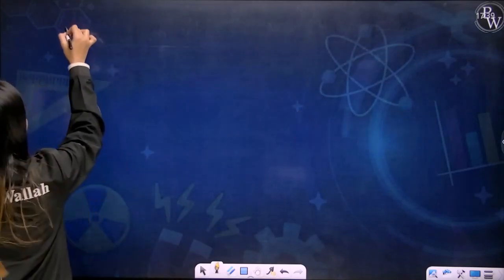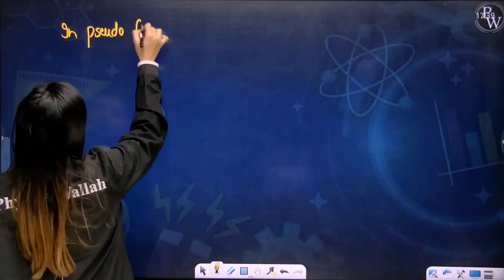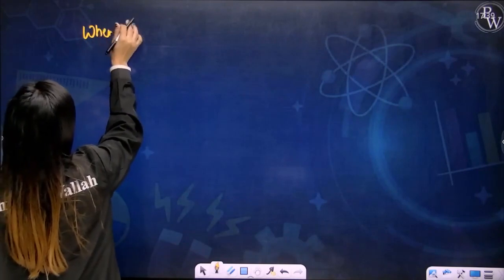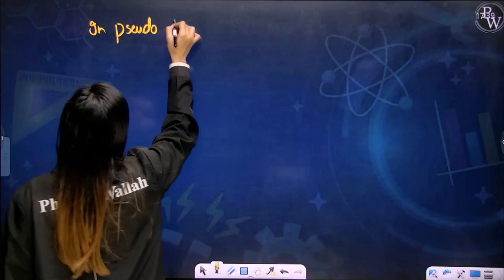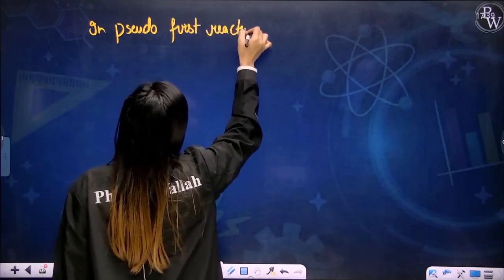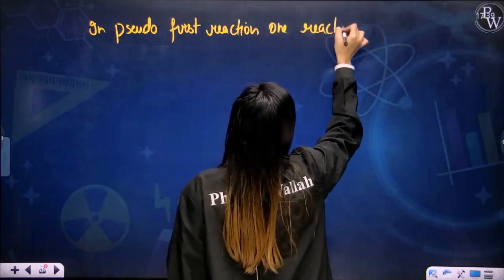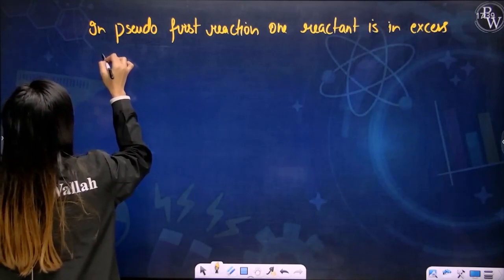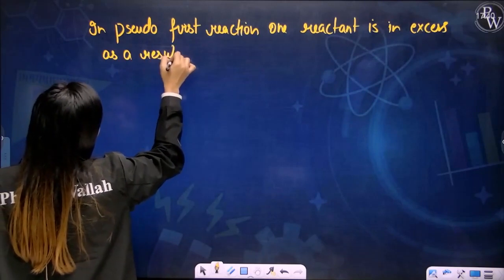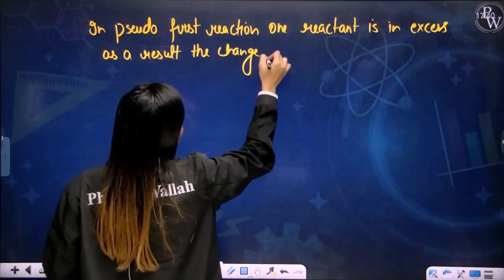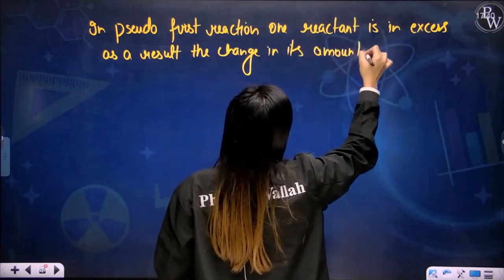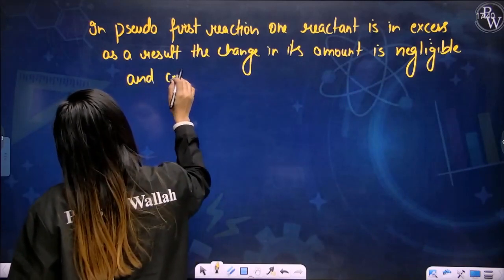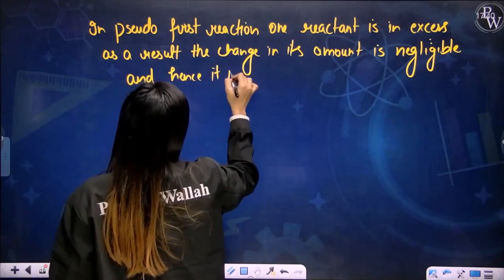Now, my dear students, you can write that in pseudo first order reaction, one reactant is in excess. As a result, the change in its amount is negligible, and hence it is considered to be constant.